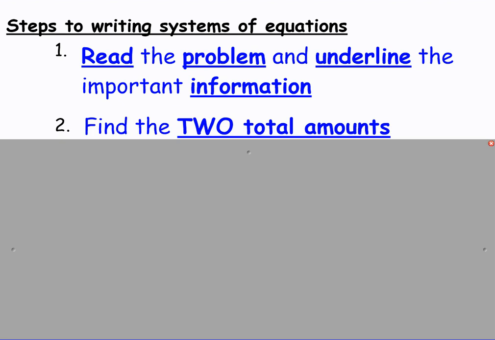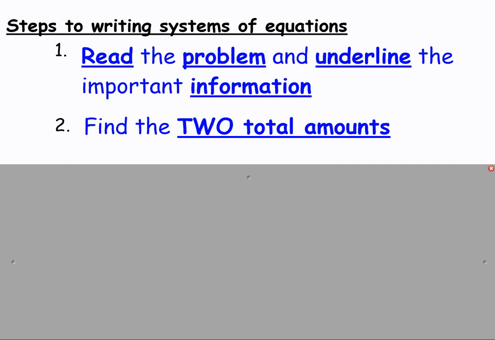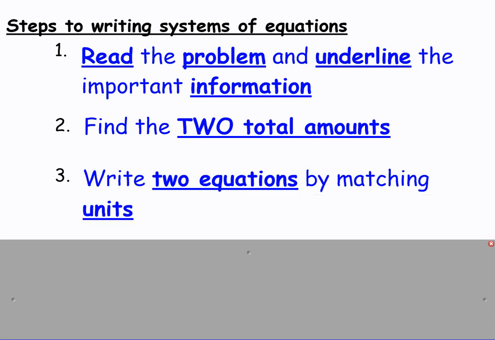After you've underlined the important information, for a system of equations, we need to identify the two total amounts. Those two total amounts are going to be on one side of the equal sign of both of my equations. Also, once you know those total amounts, you know the units. And that brings us to step 3. You are going to write the rest of the equations by matching the units to your total. So that's where units in a real-world problem come in handy because they help you guide the creation of your equations.